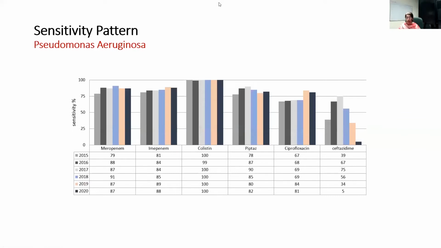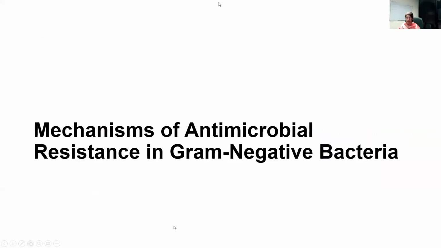And for Pseudomonas aeruginosa, the susceptibility to carbapenem is around 87-88%, and Piptas is also 80%. And if we see over the past 5 years, there has not been much change in the susceptibility of Pseudomonas aeruginosa. So now we'll talk about the mechanisms of antimicrobial resistance in gram-negative bacteria.